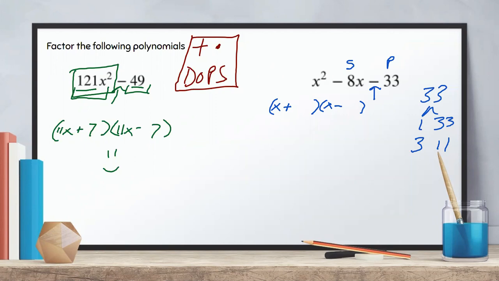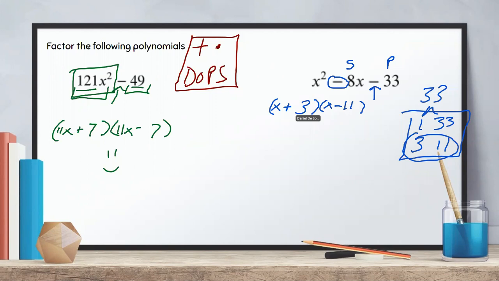Because one is going to be positive and one is going to be negative, when we add the numbers, we're really subtracting. 33 minus 1 is not 8, but I do know that 11 minus 3 is 8. But I want -8. Remember, the rule is that the bigger number must match that sign. So I know this is going to be 11 and this is going to be 3.